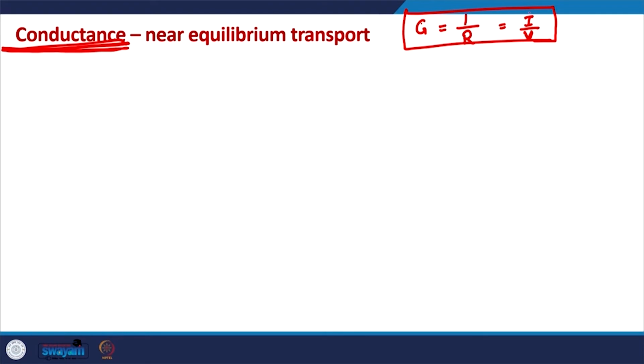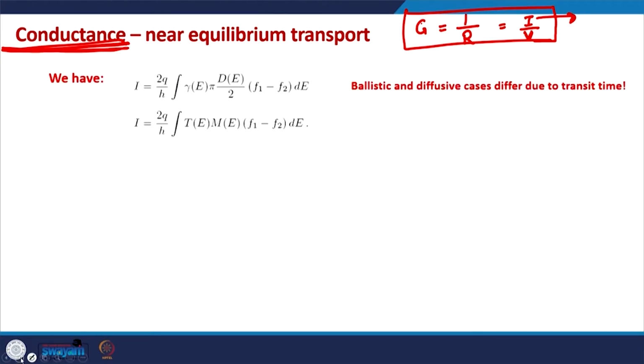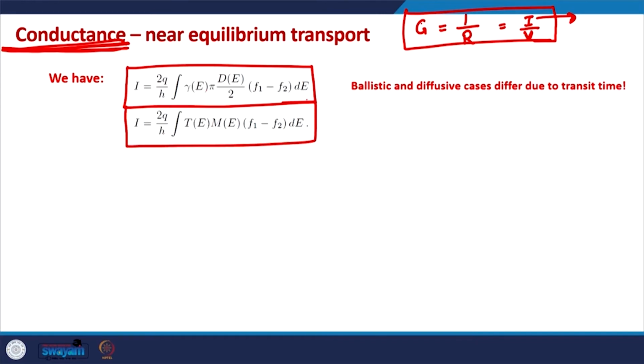And now we are in a position to find out the IV characteristics as well, because we know the expression for the current. So, this is the general form of current in the devices, 2q by h gamma pi d by 2 f1 minus f2 dE. In more general, in other way, it can be written as Te times Me times f1 minus f2 dE into 2q by h.